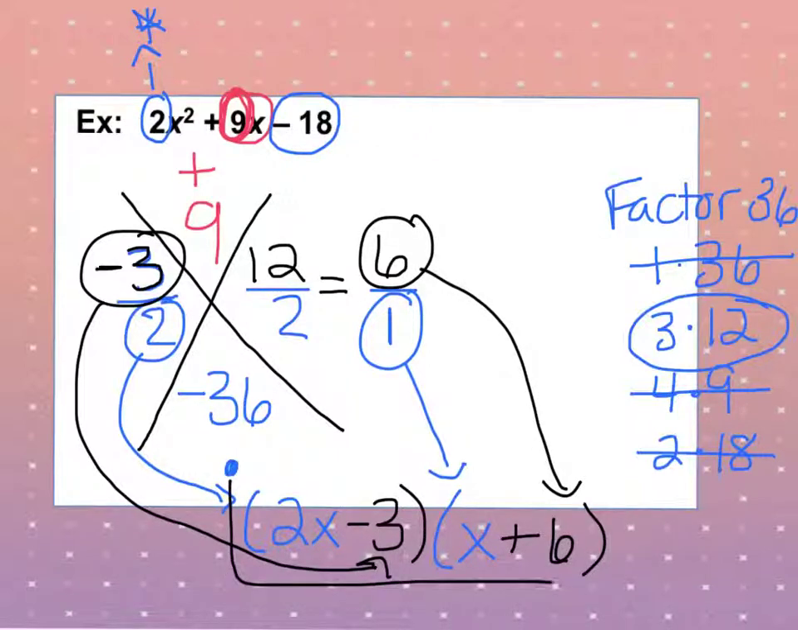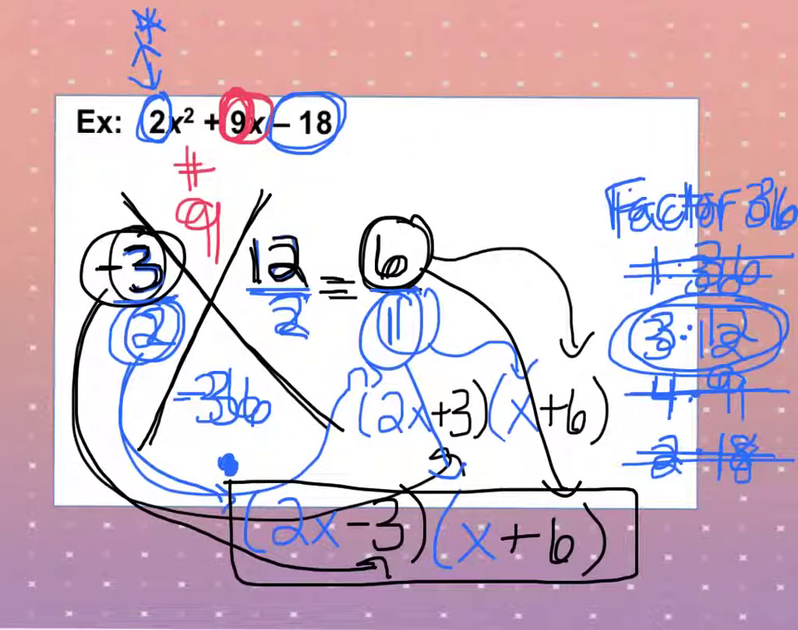And I want you to check your answer by multiplying, but let's double check to see if we're correct with our factors for the two binomials. 2x times x would give me 2x squared, and negative 3 times positive 6 would give me negative 18. Then I would multiply and make sure that the middle term becomes 9x.